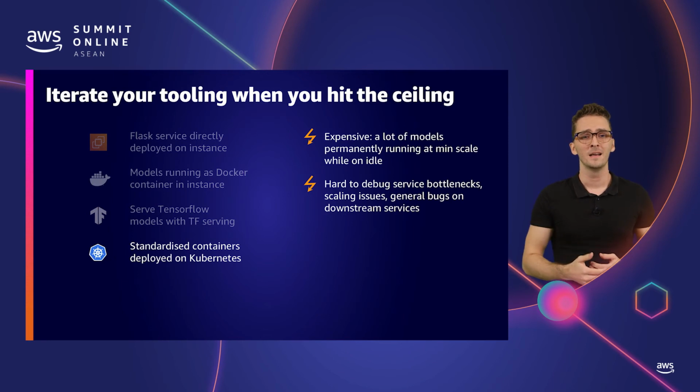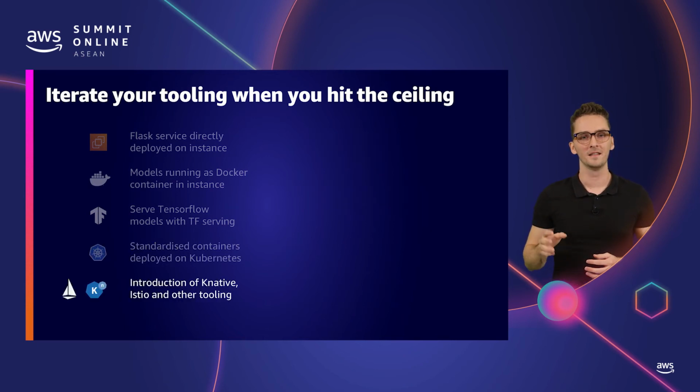Another ceiling we hit: debugging service bottlenecks and bugs in downstream services. With naked Kubernetes, it was very hard to find reasons for bottlenecks and bugs that are buried in the core graph. That led us ultimately to the infrastructure we have now. With the introduction of Knative, the majority of our services now scale down to 0 in idle times. In addition, the service mesh layer Istio enables a lot of tooling that gives us introspection into potential bottlenecks and issues in the service graph.